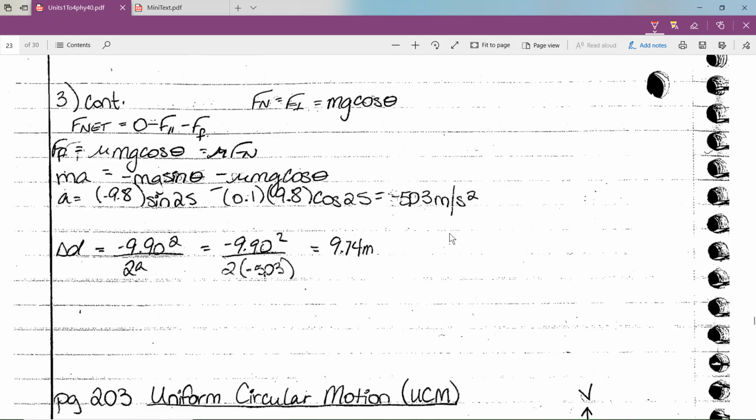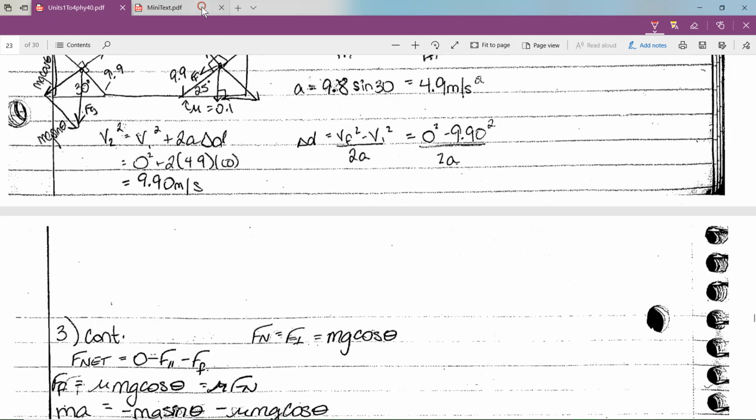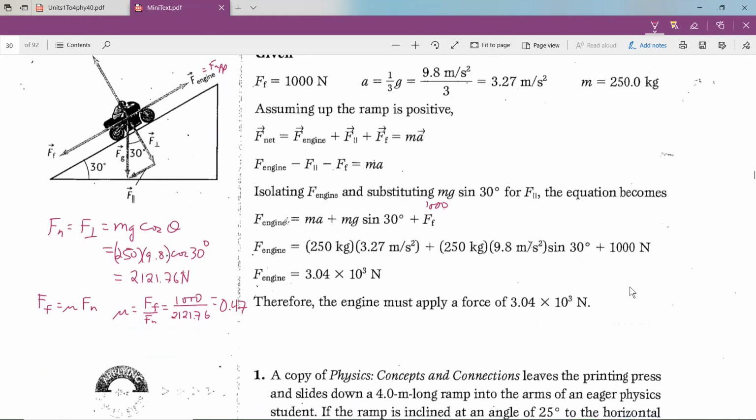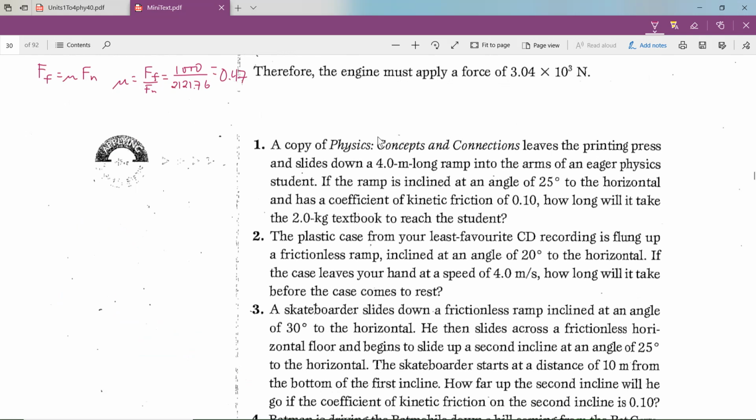On page 196, we have a copy of some textbook, leaving the printing press and sliding down a 4-meter ramp. So the distance is 4 meters. There's the ground. The book has been just dropped down, not thrown down. And there's an eager physics student at the bottom here.